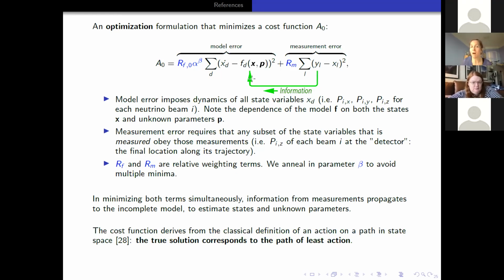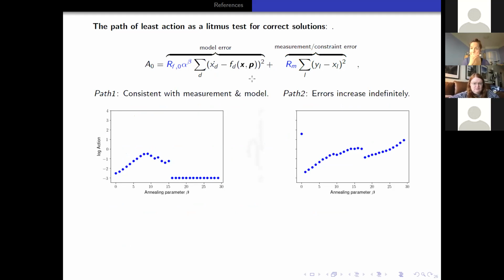And the reason we call this cost function A is that you can actually derive this particular cost function from the classical definition of the action on a path in a state space, where the path of least action corresponds to the correct solution. So let me show you what I mean by that. We initialize many paths in our space to do this search.